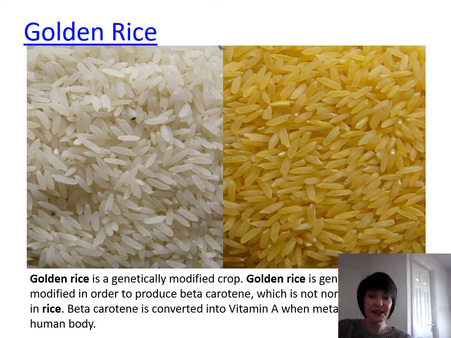So golden rice is a genetically modified crop, and what has been genetically modified is that the rice produces something called beta carotene. Don't worry, you won't be asked to remember that. You will, however, maybe be asked to give an example of a genetically modified crop, and just be aware of what the advantage is. So beta carotene is converted into vitamin A, which can then be metabolized by the human body.